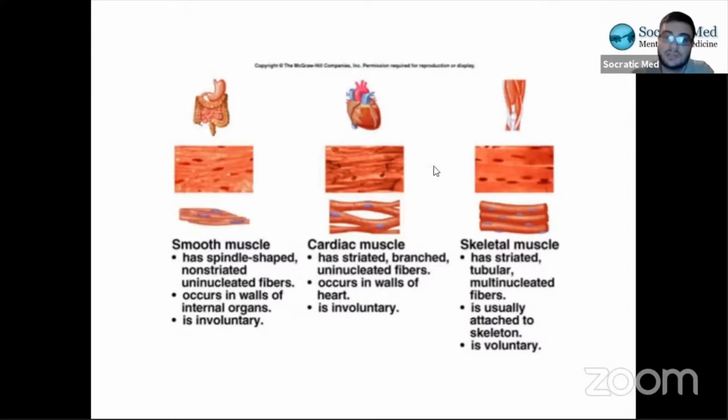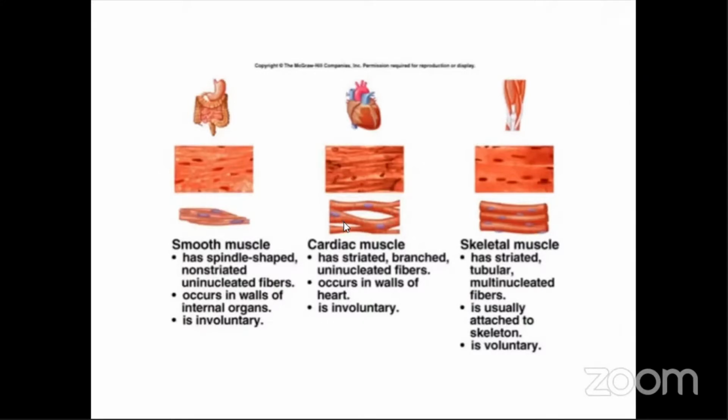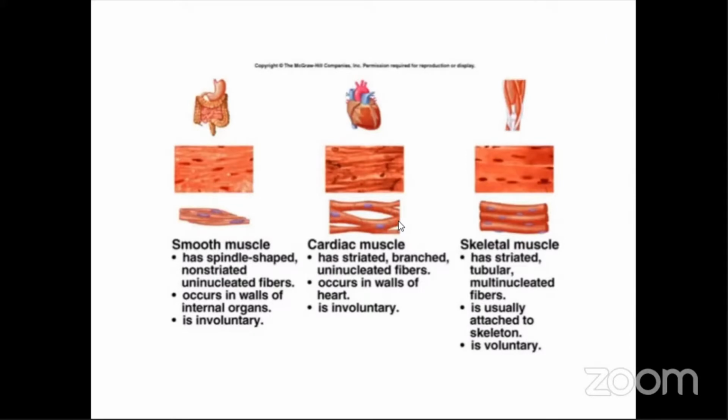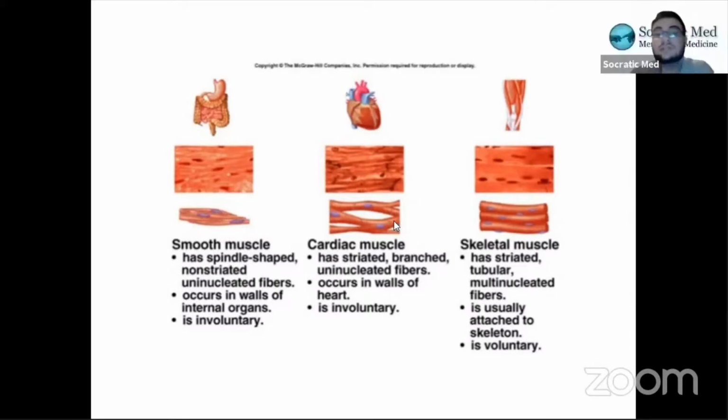Next is cardiac muscle, and as the name suggests, this is muscle that only is found in the heart, right? Unlike smooth muscle, it's striated as well, so it has these little lines on it. And just like smooth muscle, it's involuntary, meaning that you don't control how fast your heart beats or contracts. Your body does that automatically for you.